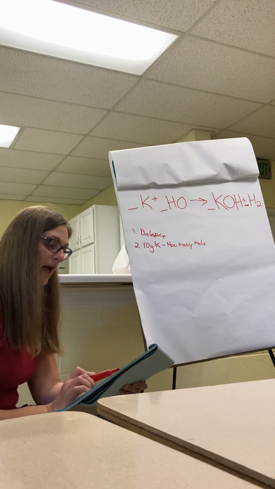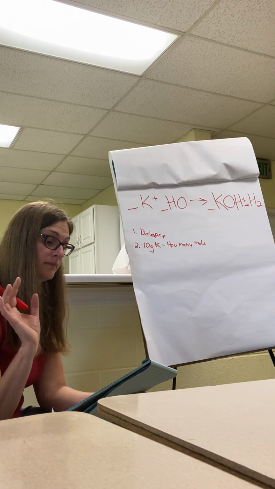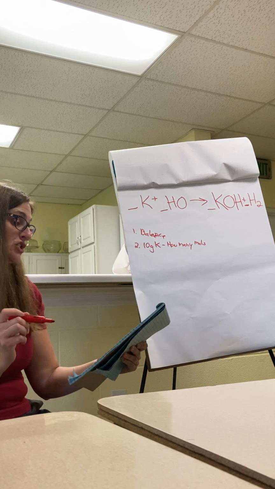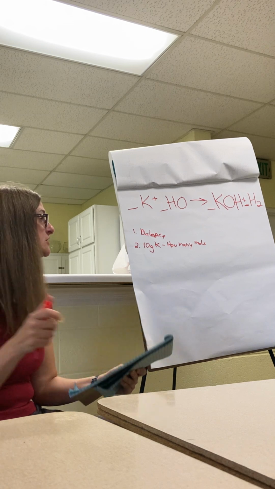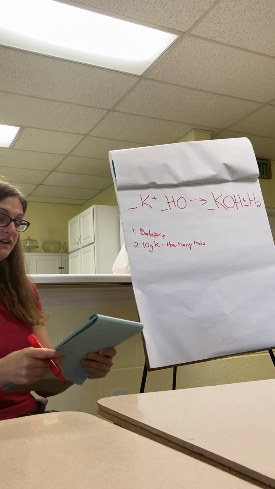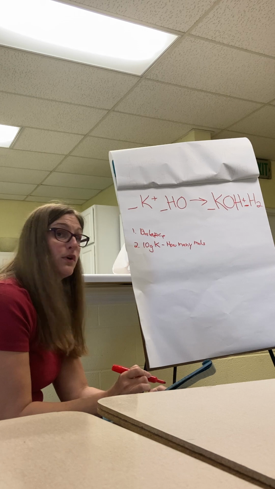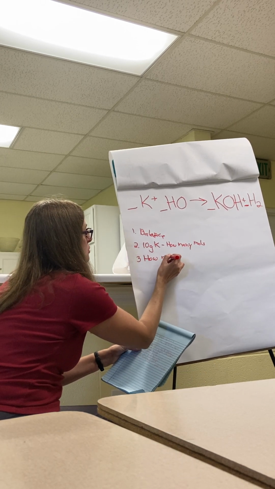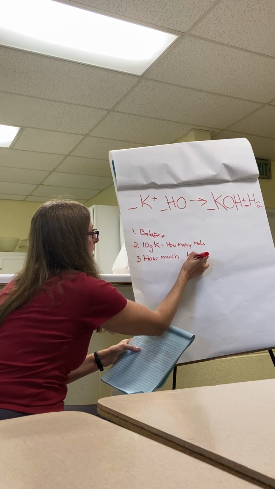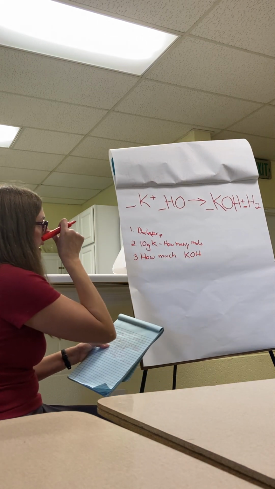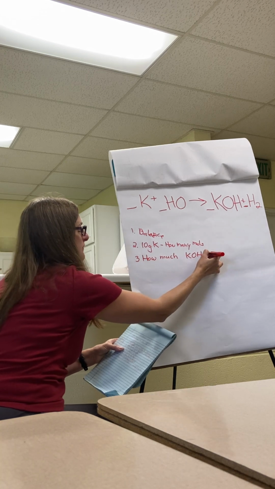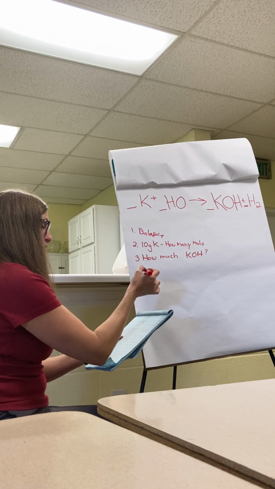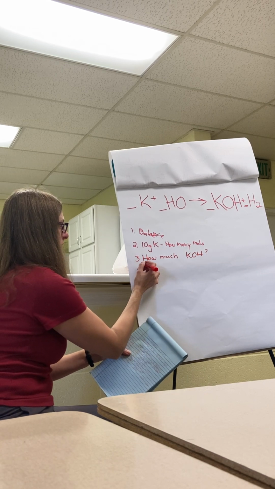All right. So how many? I'm giving you 10 grams of potassium. How many moles is that? Then I want you to know from that reaction how much KOH, potassium hydroxide, is produced, first in moles and then in grams. So how many grams of H2?